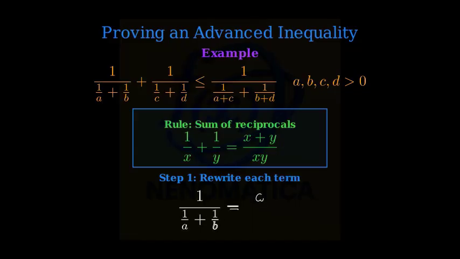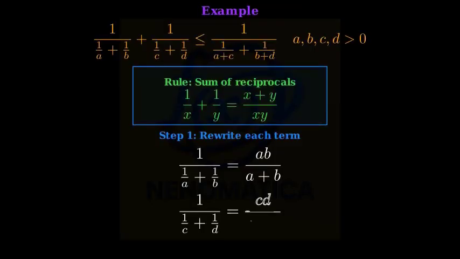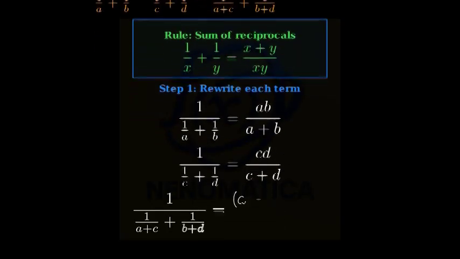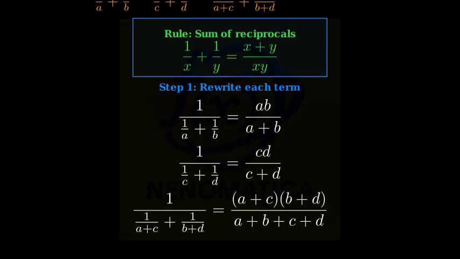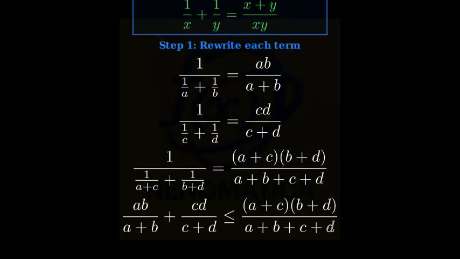The first term, 1 divided by the sum of 1 over a plus 1 over b, can be rewritten as ab divided by a plus b using our formula. Similarly, the second term becomes cd divided by c plus d. For the right side, we get the expression a plus c times b plus d, all divided by a plus b plus c plus d. So our inequality now looks like this.